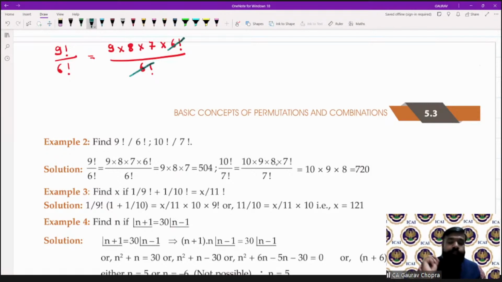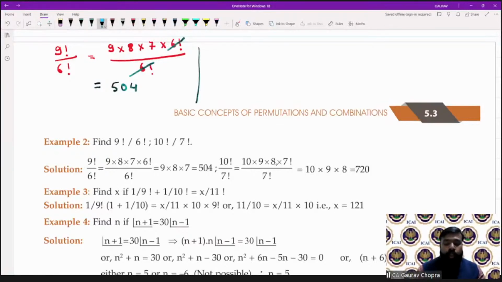So we can cancel 6 factorial. So what is left? 9, 8, 7. Multiply them, we will get 504. All right.